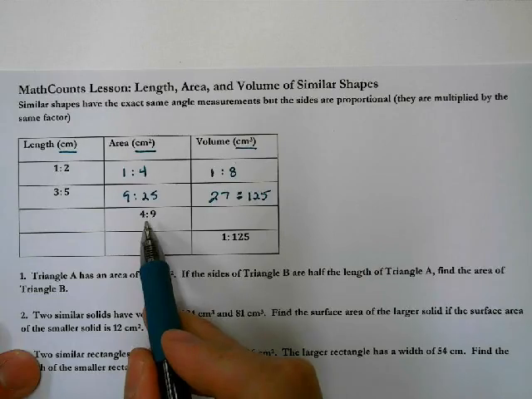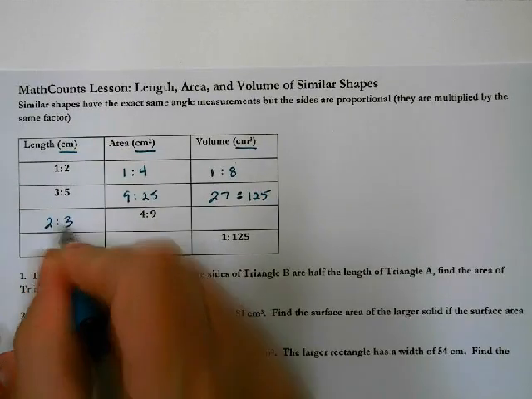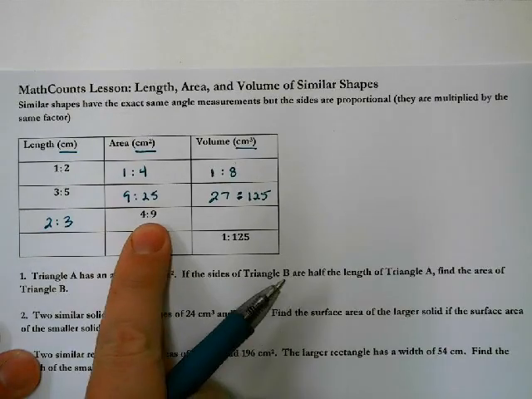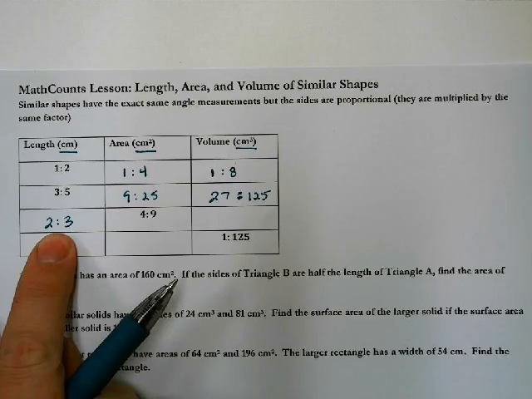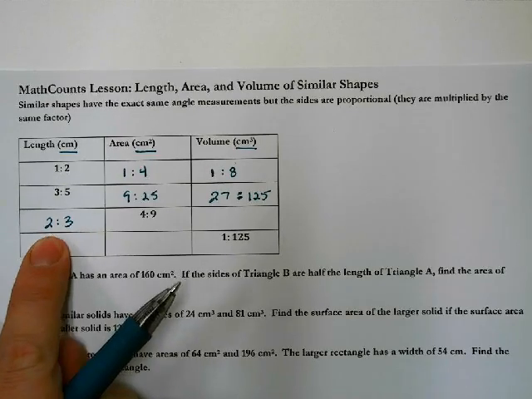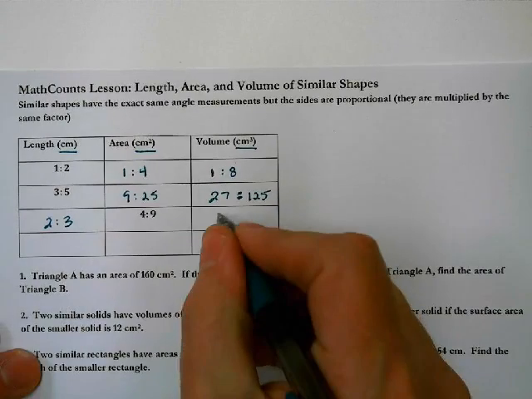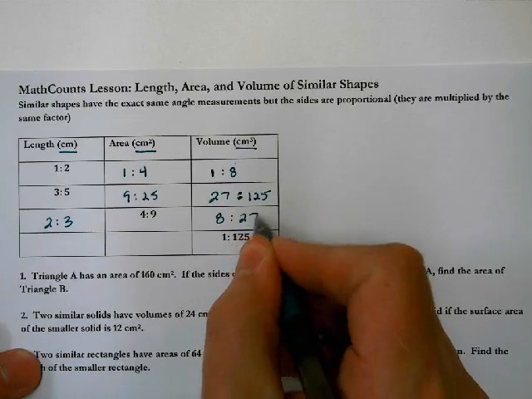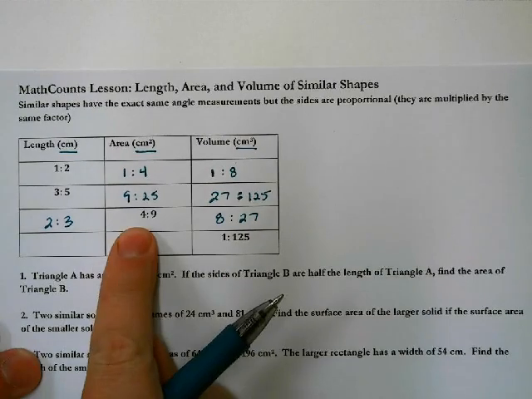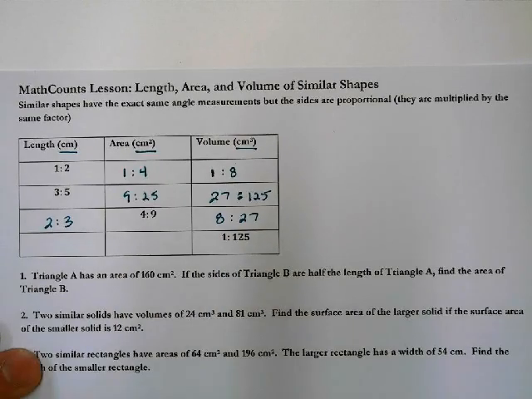If I want to work backwards, I'd take the square root. Square root of 4 is 2, square root of 9 is 3. So if our areas are in a ratio of 4 to 9, that means the lengths of the shape are in the ratio of 2 to 3. And then we can cube this number to get the number over here. So 2 cubed is 8, and 3 cubed is 27. So if the areas are in a ratio of 4 to 9, the volume would be 8 to 27, and the length would be 2 to 3.